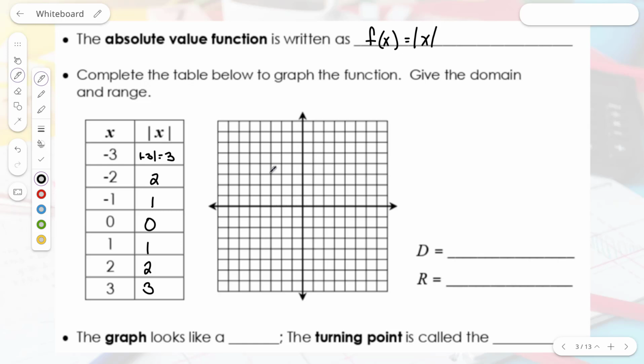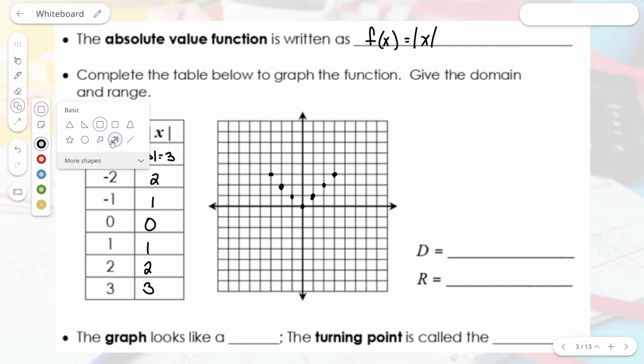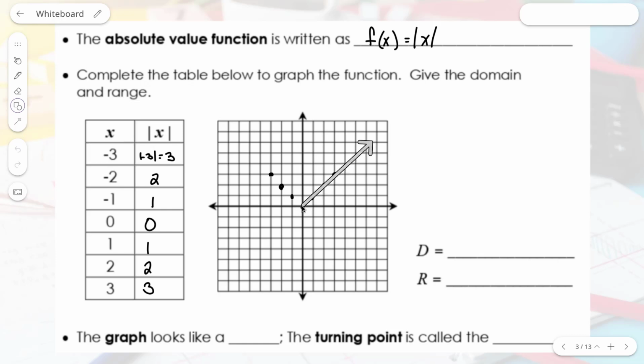So -3 up to 3. -2 up to 2. -1 up to 1. 0, 0. 1, 1. 2, 2. 3, 3. And then I'm going to go ahead and fill in with my line. I'm going to draw in my line going up and to the right, and then do the same thing going to the left.